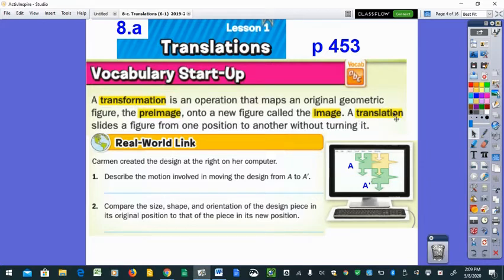Now, a translation, which is the transformation we're talking about today, is going to slide a figure from one position to the other without turning it. So if you look at this kind of weird puzzle piece here, and it starts in this position and it moves here, it moved one to the right and down one. That's called a translation. We're not going to talk about a diagonal slide. In order to move things, we're going to move them horizontally and vertically.